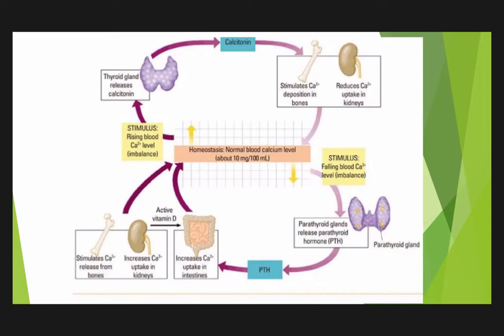Parathyroid hormone, the lower part, look, what does it do? I like this scheme. It's very easy, but it helps you to understand pathology. It increases calcium uptake in intestines, increases calcium uptake in kidneys, and stimulates calcium release from the bones. So what does it mean? If a person has too much PTH, all these processes will be very active: calcium uptake in intestines, increased calcium uptake in kidneys, stimulation of calcium release from bones will be very intensive.